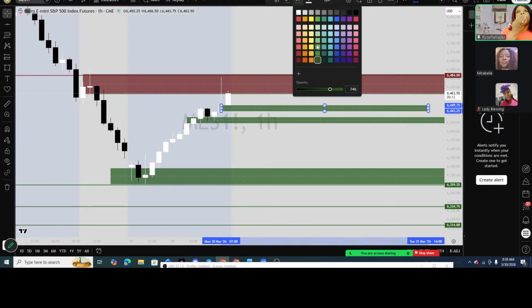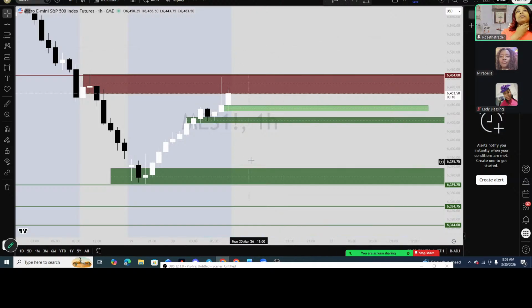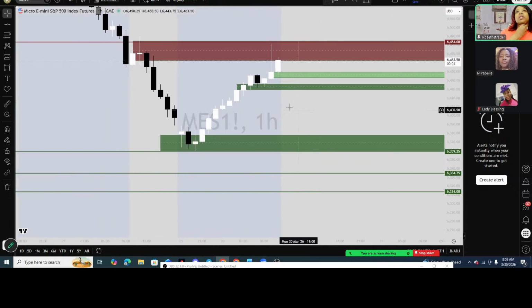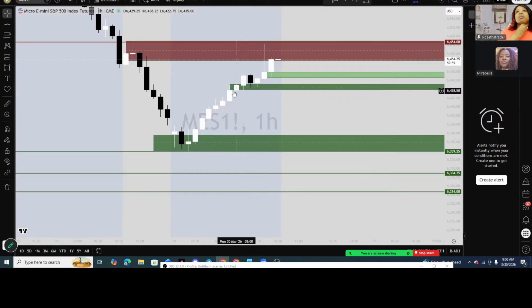Or maybe I can make it a lighter shade of green. Yeah, that helps me to know that that's 1 hour. And then we come down here. For the 1 hour, this is another area of supply, of demand here. It's another area of demand. See, price is running up, is breaking this supply.